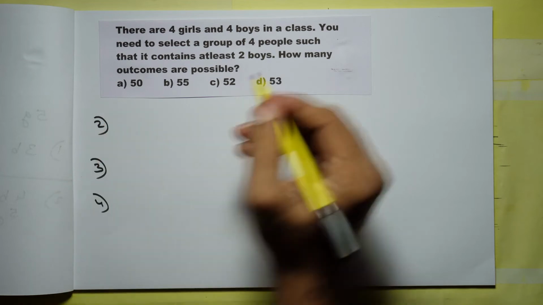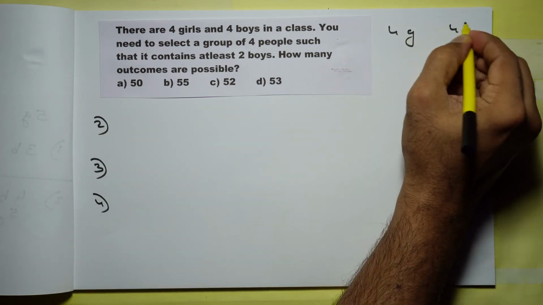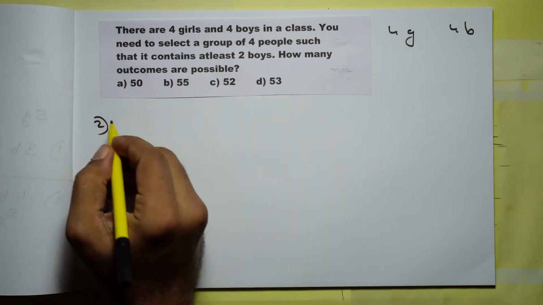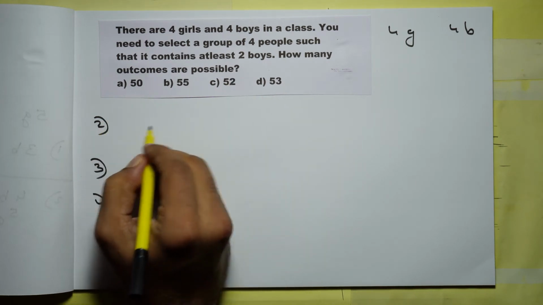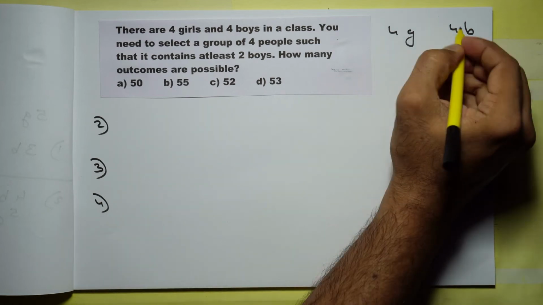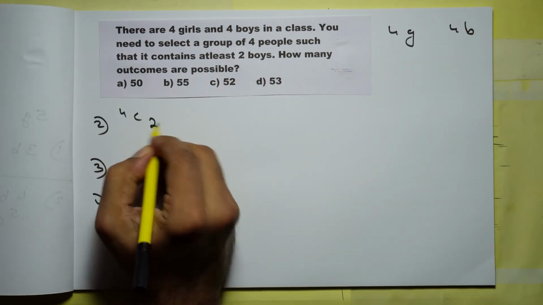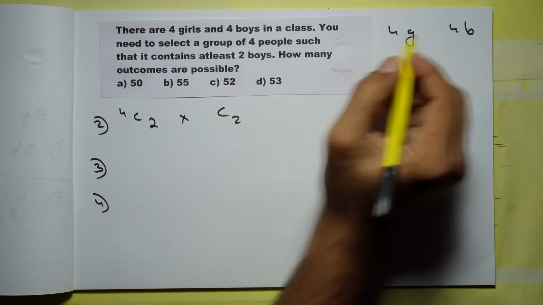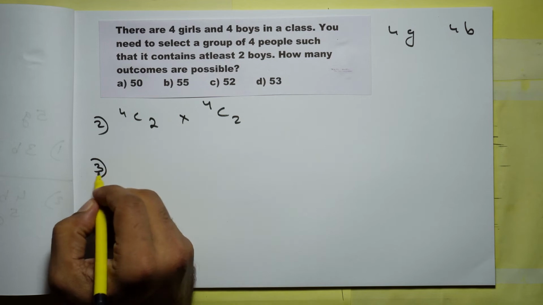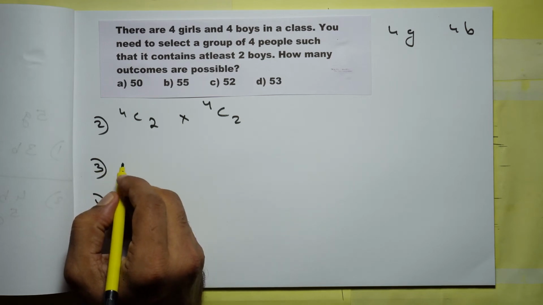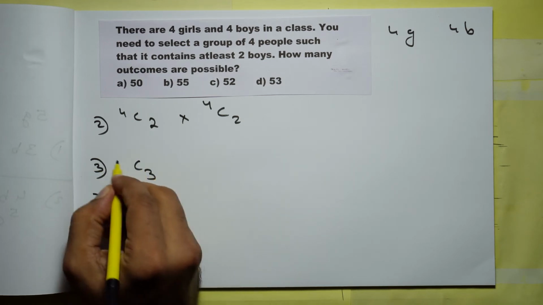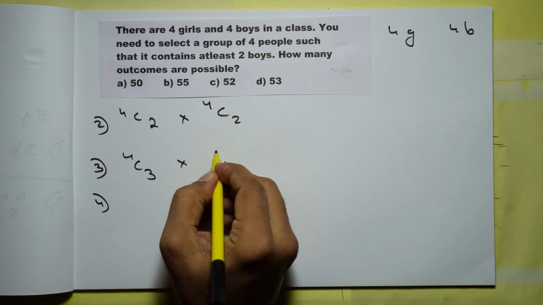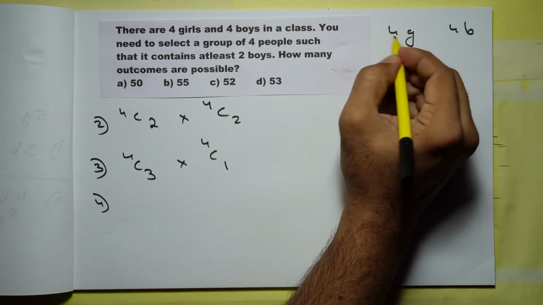Now altogether 4 girls are there and 4 boys are there. Now how many outcomes are possible when you are selecting exactly 2 boys and the remaining 2 will be girls. So from the 4 boys you can select any 2 boys, and the remaining 2 will be girls. They will be selected from the 4. Or you can go for exactly 3 boys. That is, you are selecting 3 boys from the 4 boys, and the remaining 1 person will be a girl, and it can be chosen from any of the 4 girls.